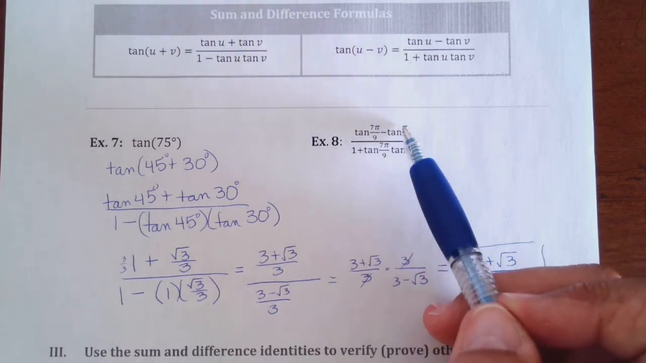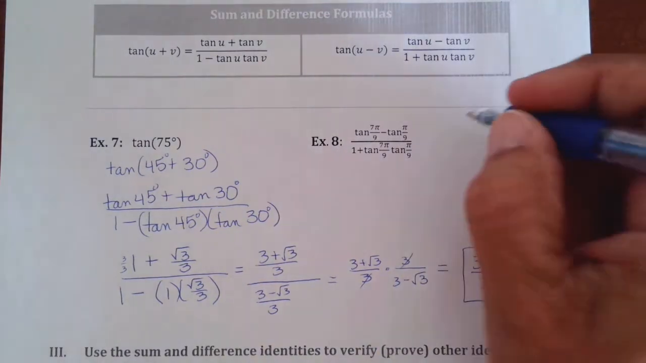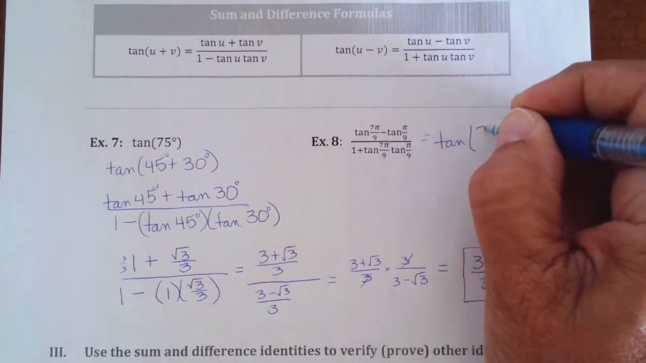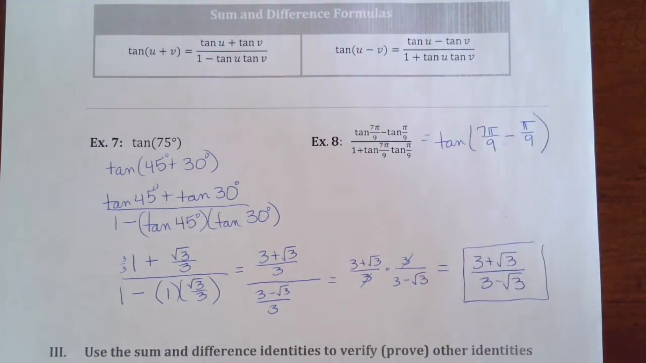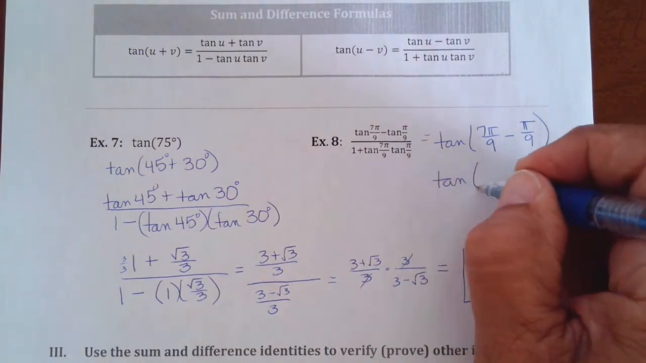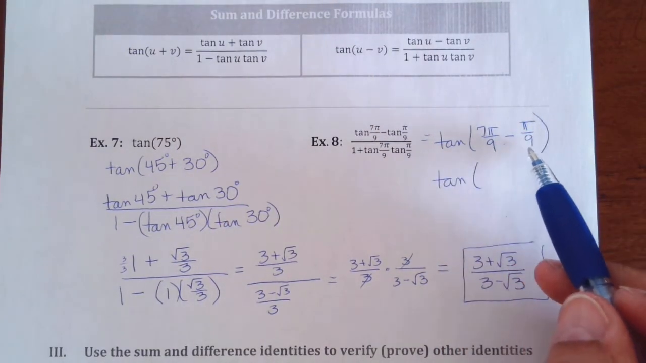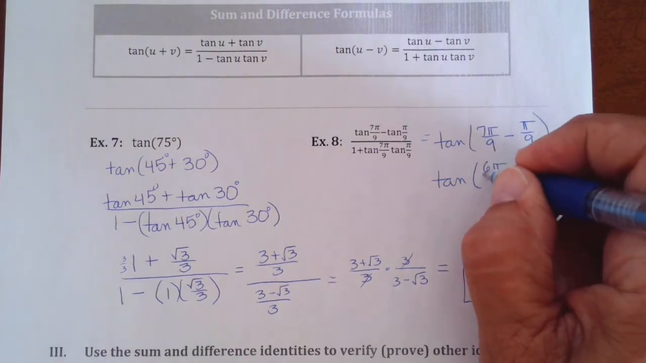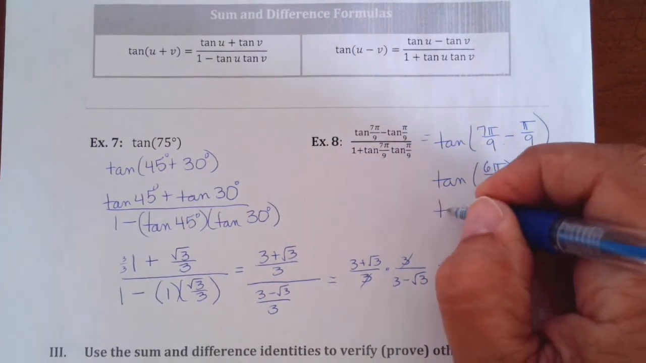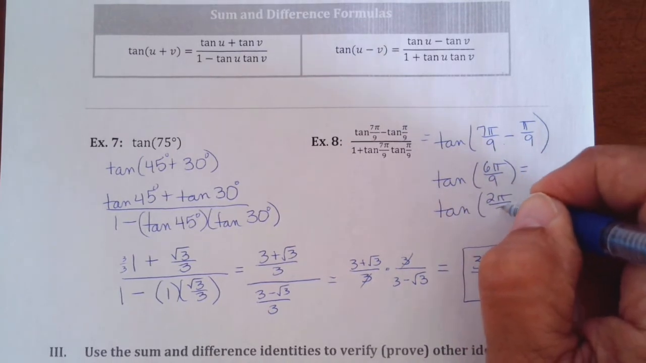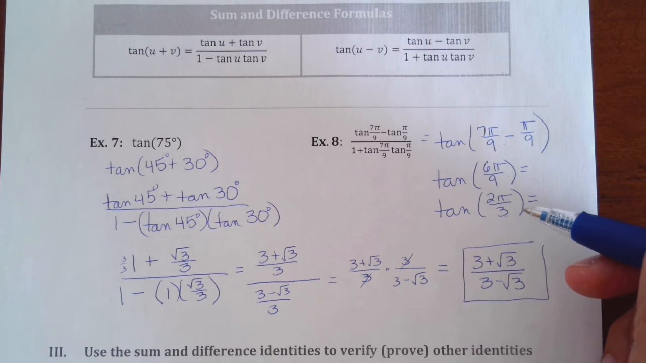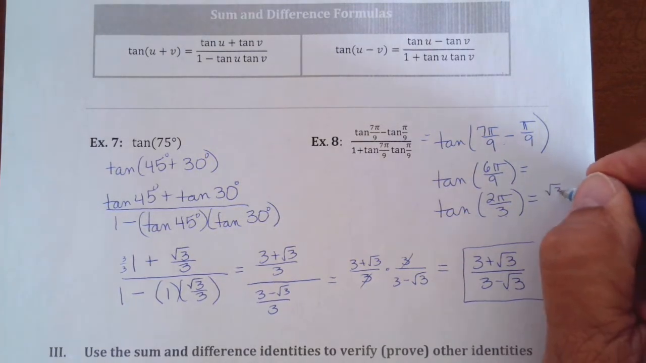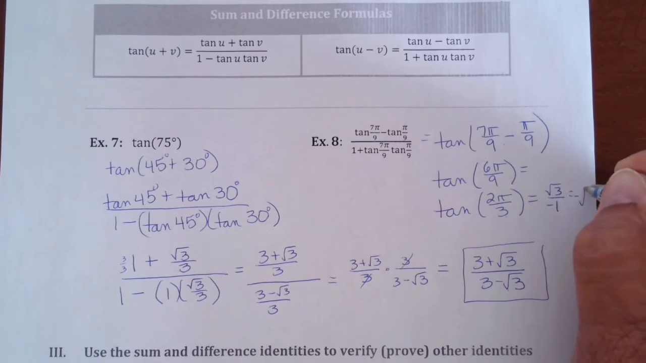So we're going to take the two angles, u and v, and write it this way. So that would equal the tangent of u, which is 7 pi over 9, minus v, which is pi over 9. So notice what happens here. We end up with the tangent of something we can do. 7 pi over 9 minus pi over 9 is 6 pi over 9, which happens to be the tangent of 2 pi over 3, which is on the unit circle. So the tangent of 2 pi over 3, remember, is y over x. So the square root of 3 over negative 1, which is just negative square root of 3.